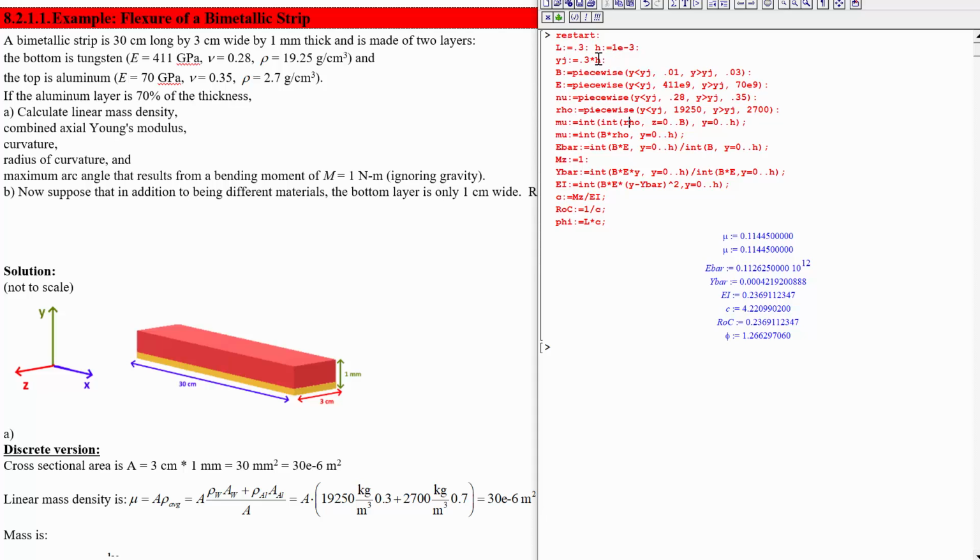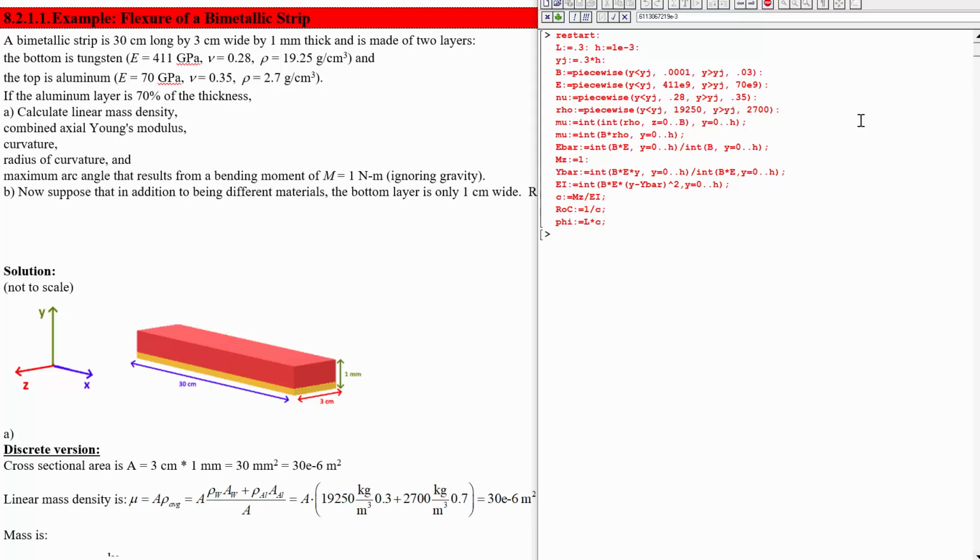In the extreme, if we were to take the width to not 0.1 but 0.01, then we should end up with a Y bar, which is a lot closer to the middle of the aluminum. Yeah, so the aluminum goes from 0.3 to 1, and the middle of that would be what, 0.65, right? Yeah, so we're getting a lot closer to that. If we take it to 0.001, then we're getting very close to Y bar just being right in the middle of the aluminum.